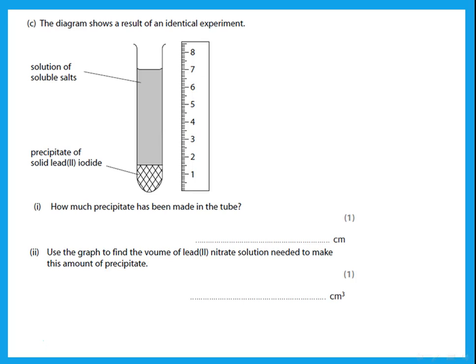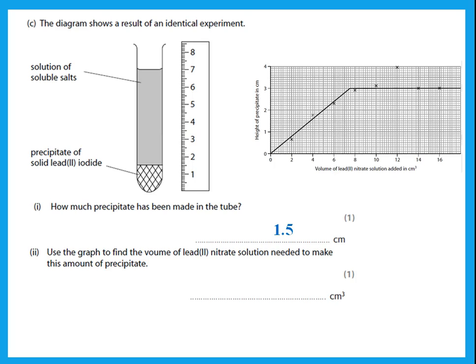Okay, the diagram shows the result of an identical experiment. So he has the precipitate of solid lead iodide down there, and he measures the height with a ruler. So how much precipitate has been made? So you just look at the level of the precipitate with the level of the ruler. So this is 1.5 centimeter. Use the graph to find the volume of lead nitrate solution needed to make this amount of precipitate.